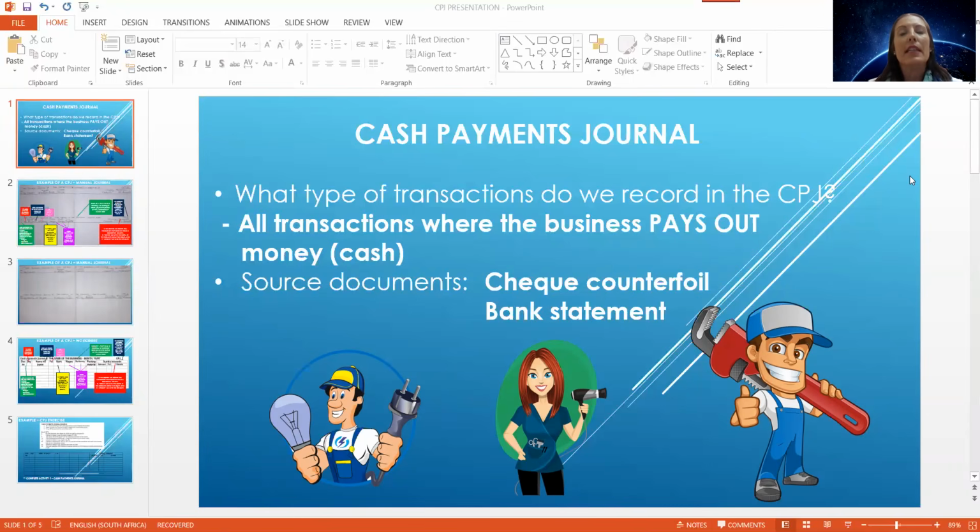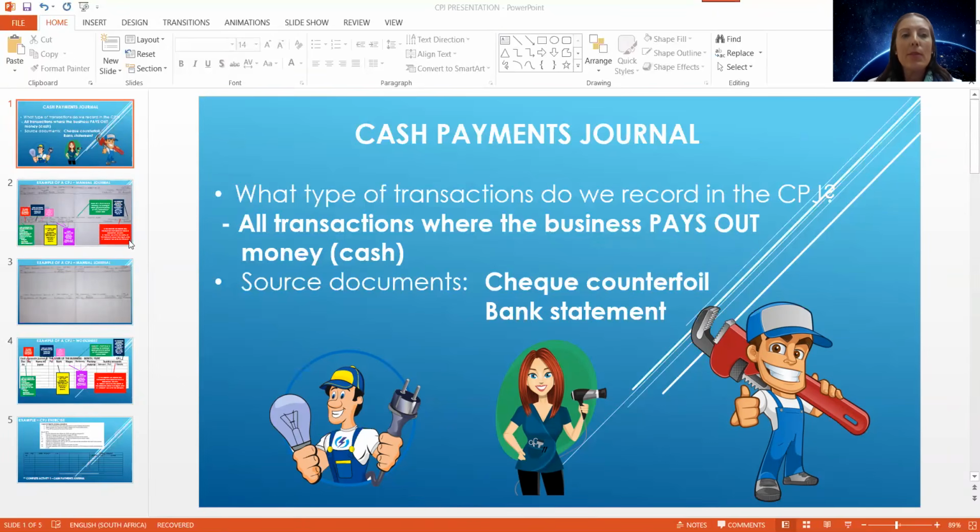So that is basically the two types of source documents that we know belong to the cash payments journal. Just keep in mind that a bank statement can also be for a cash receipts journal. It's there where we receive direct payments into our bank account, and it will also reflect on the bank statement. So you must just be a little bit awake when you see bank statements.